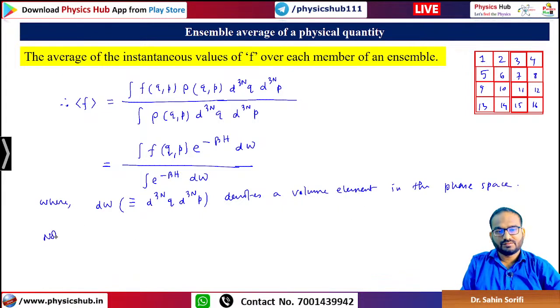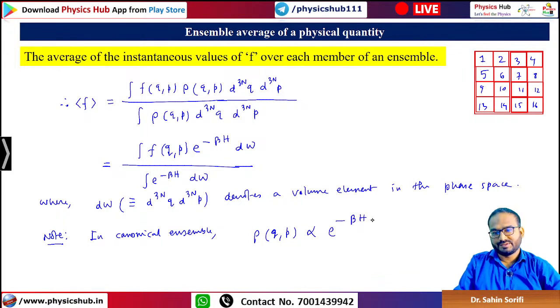And you know why we could write this? Because in the canonical ensemble, this density of states, rho of Q and P, is proportional to e to the power minus beta H.